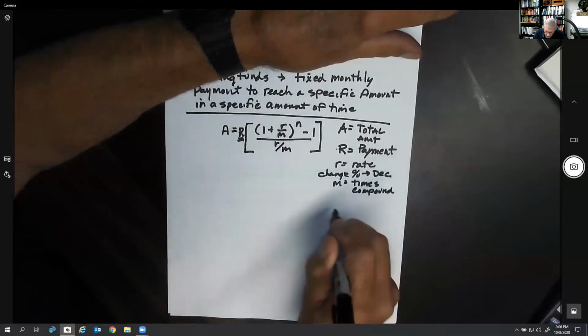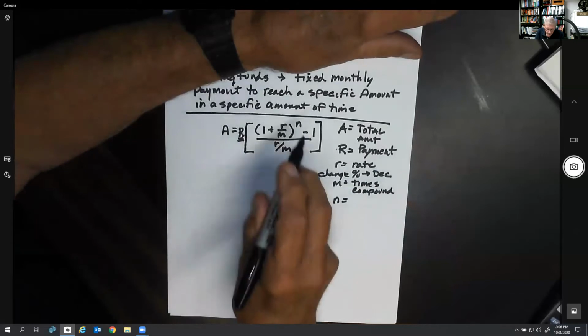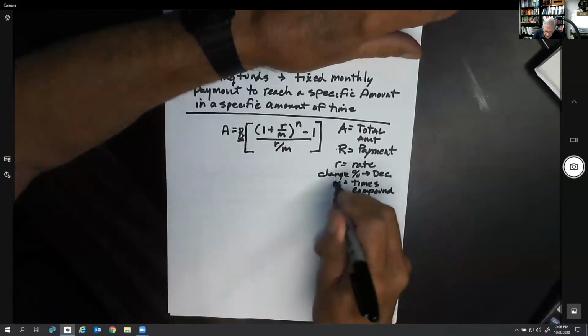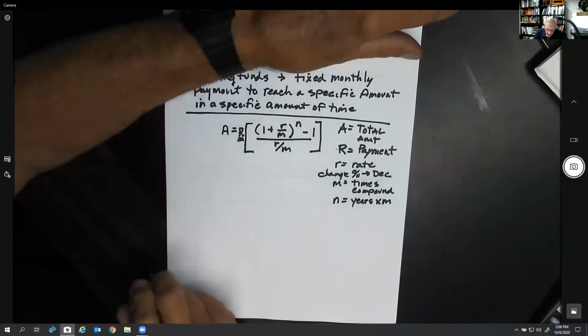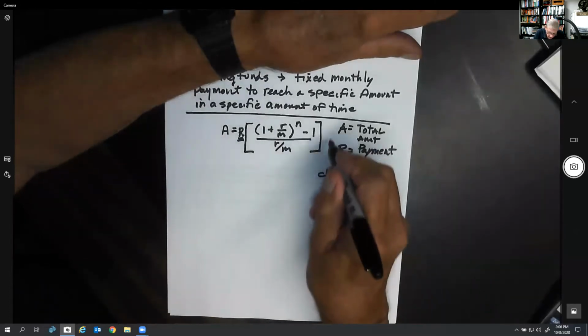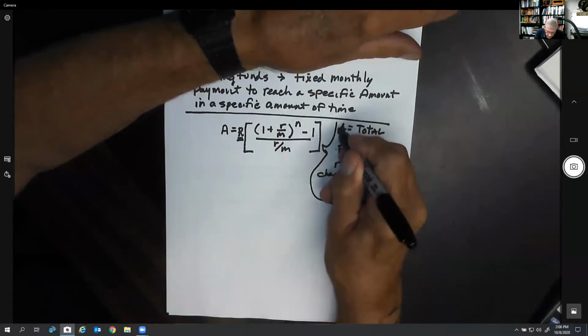It sounds real hard. You'd be surprised. It's not as tough as it looks. N equals the number of years times M, the number of times it was compounded. Of course, ones are part of the formula. So these are what all this stuff in here is about.